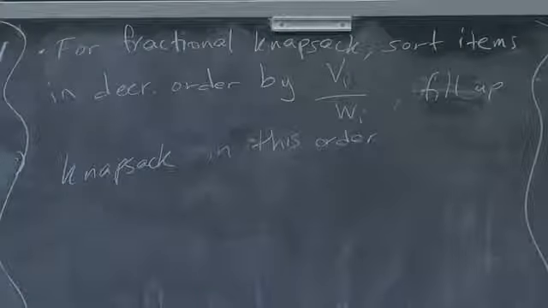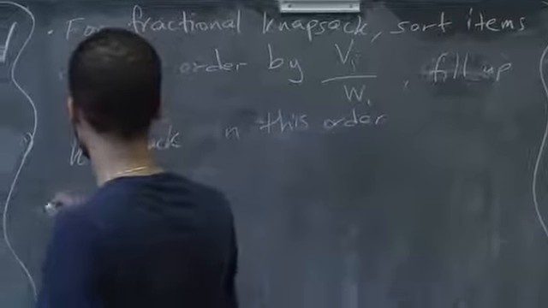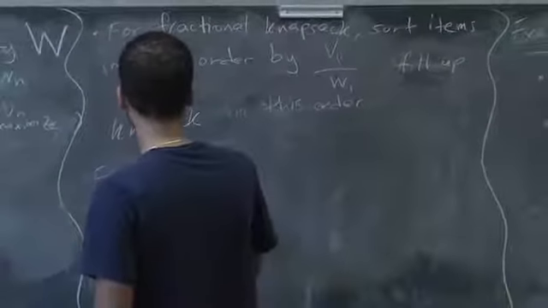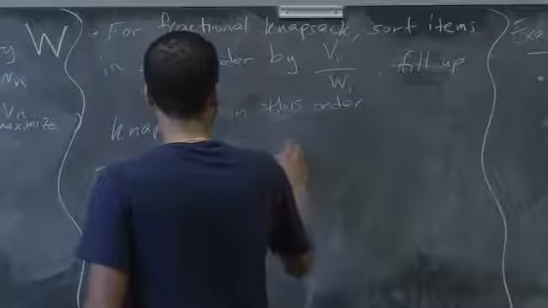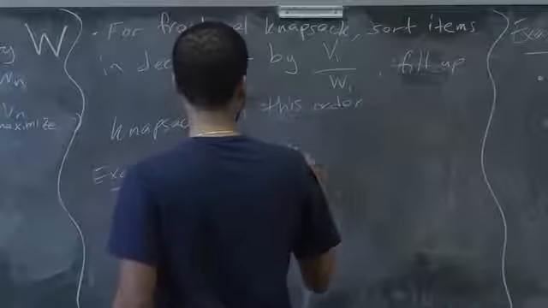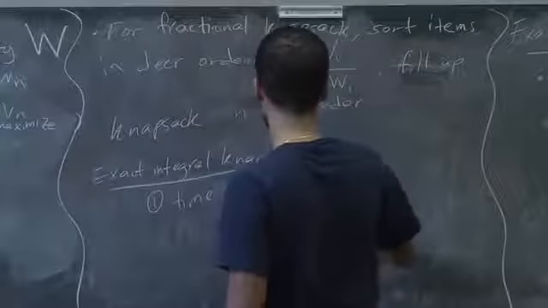So what's a natural greedy algorithm that you might hope for? By the way, knapsack is NP hard. But I claim that there are dynamic programming solutions to knapsack. For exact integral knapsack, one thing you could do is get time O of nW.